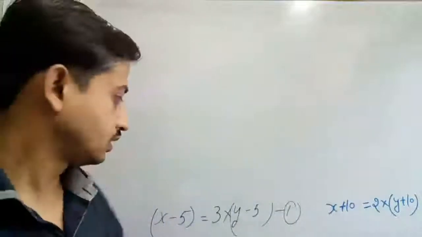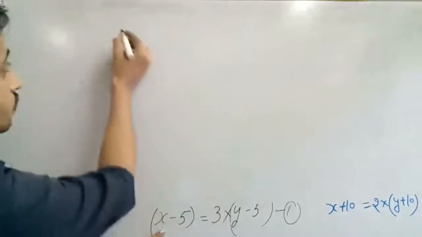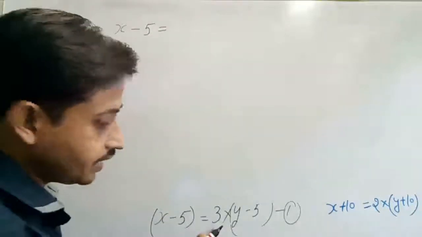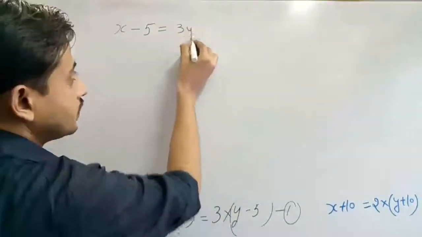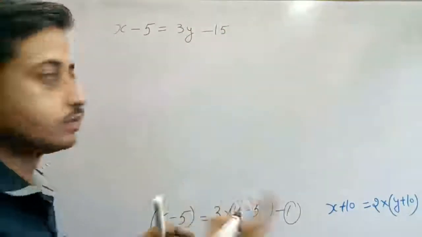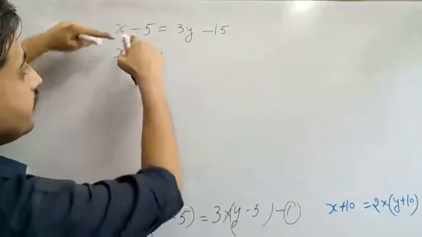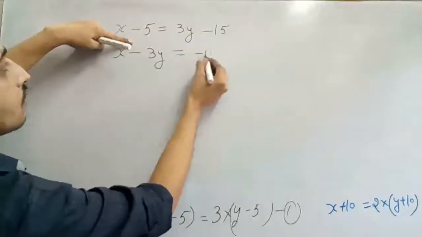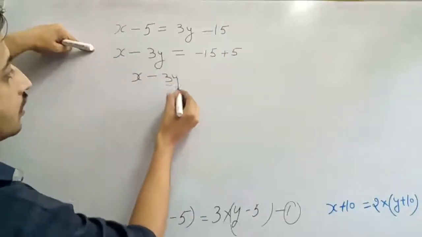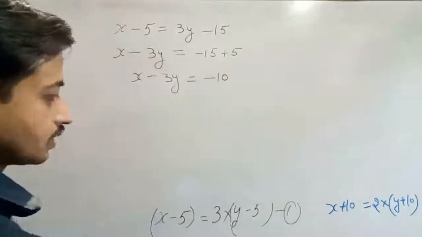Now we have to solve this. This is our equation 1. Please solve this. X minus 5 is equal to 3 into y. So we get 3y. 3 into minus 5, we get minus 15. Make it in standard form. So that's why I am going to take this 3y on the left hand side. It becomes negative. And take the minus 5 on the right hand side. It becomes positive. So we get x minus 3y is equal to minus 15 plus 5. We get minus 10.